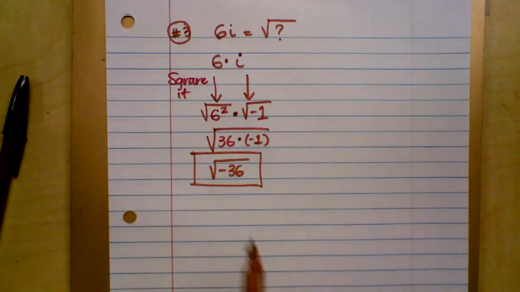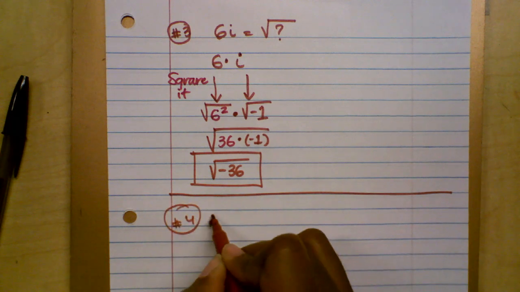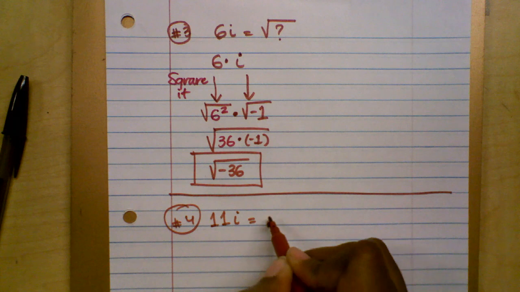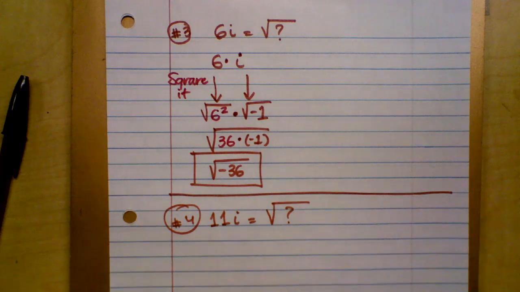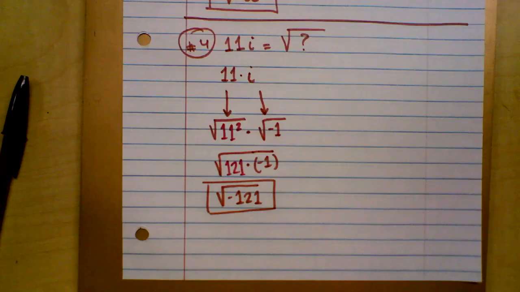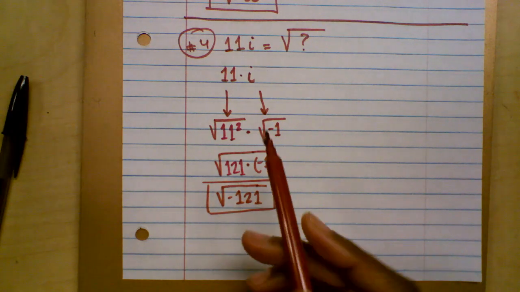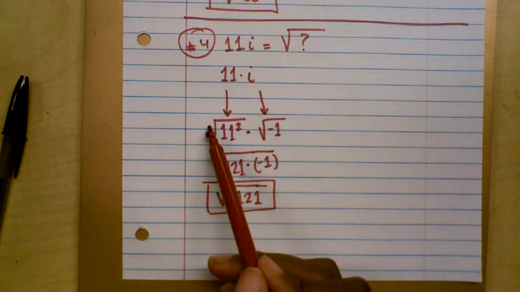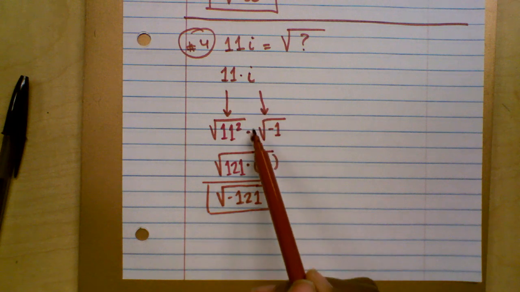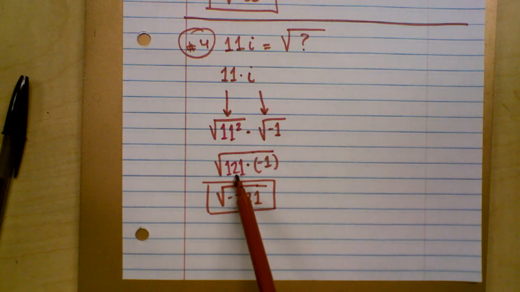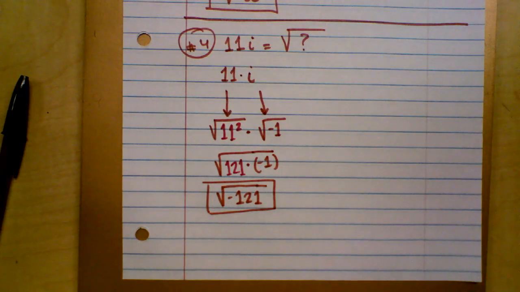Let's move on to example number 4. What about 11i? How can you rewrite 11i as the square root of a negative number? Please pause the video and do that on your own. I found the answer to be the square root of negative 121. How did I do that? 11 times i. 11 can be written as the square root of 11 squared, which is 121, and i can be written as the square root of negative 1. Then 121 times negative 1 is negative 121, so you have the square root of negative 121.